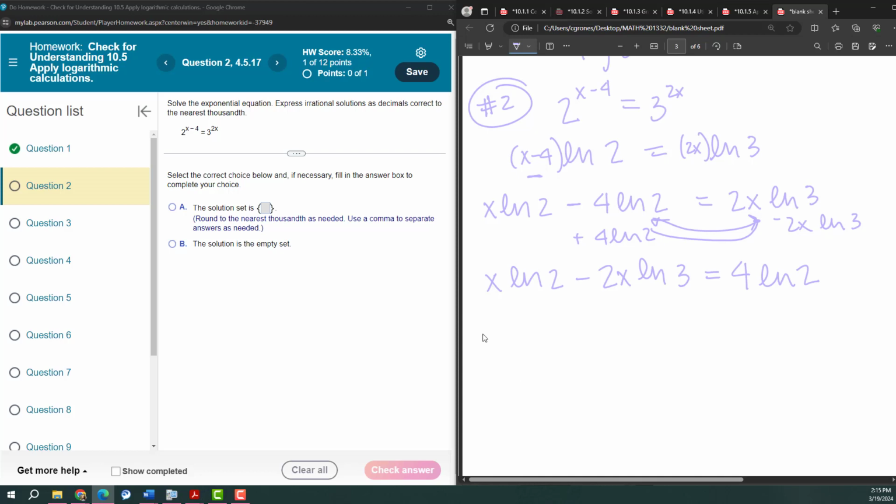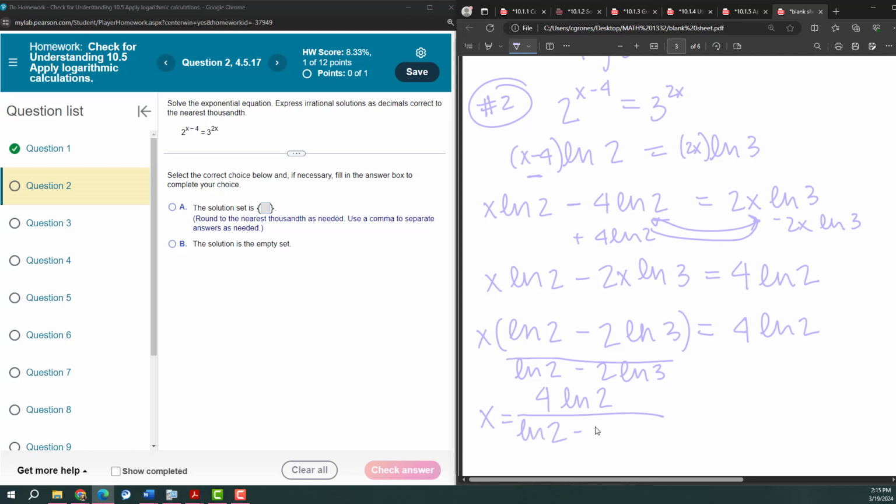Okay, I'm going to factor out my x so that I'm left with the natural log of 2 minus 2 times the natural log of 3 equals 4 times the natural log of 2. And then I can divide this out to get x by itself. So x equals 4 times the natural log of 2 divided by the natural log of 2 minus 2 times the natural log of 3. So let's go ahead and put this into our calculator.